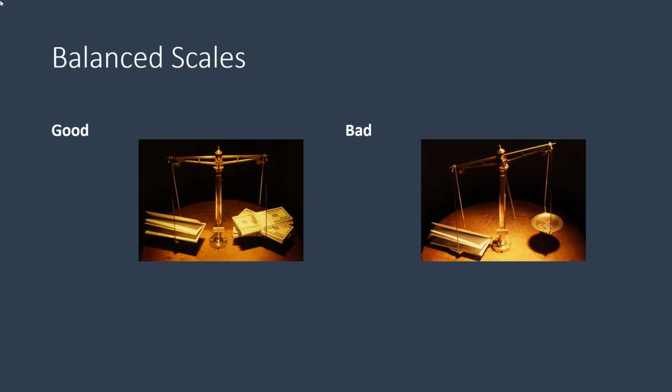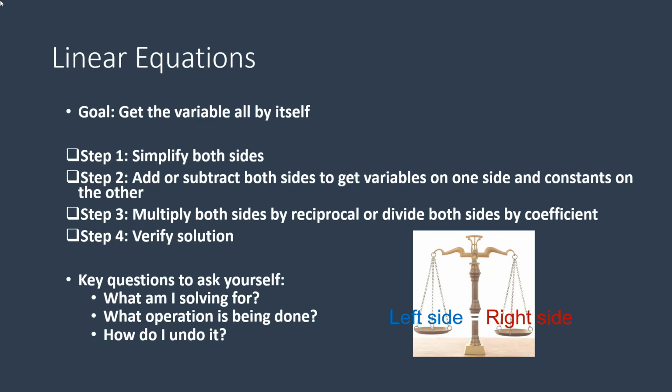So the way to think about linear equations, or equations in general, is a balancing act. Whatever you do on one side, you do the other side. You want equal scales. So if you add too much to one side and don't add enough, then it's going to be unbalanced. So keep the balance, the scales, in the back of your mind. But here's what you're going to do. You have the goal of getting the variable all by itself.